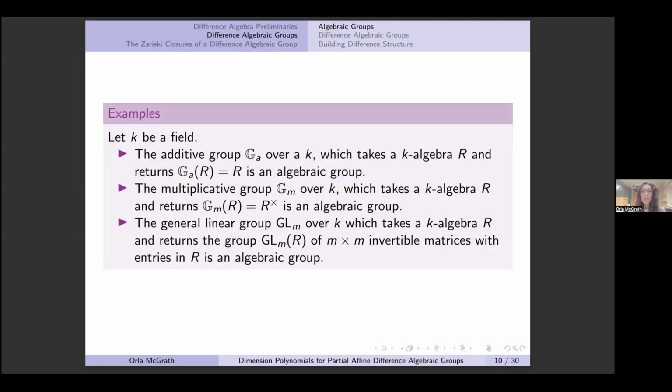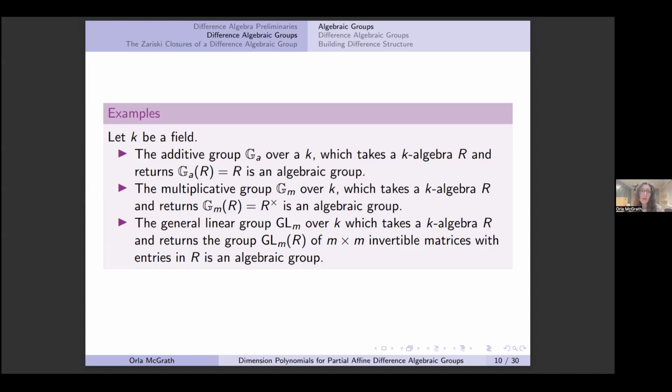And the general linear group, for some m greater than or equal to 1, takes a K algebra and returns the set of invertible m by m matrices with entries in R. And hopefully you're happy that this can be defined as the zero set of polynomials because the determinant of a matrix is just a polynomial. And we're going to talk a lot more about the general linear group coming up.